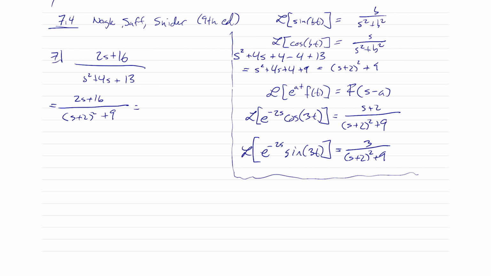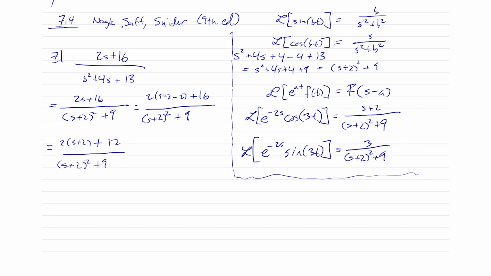And so what's going on? Well, one thing I can do to jump into this immediately is add and subtract 2 inside that s. So I'm going to say s plus 2 minus 2 plus 16 divided by s plus 2 squared plus 9. Then we can distribute this 2 to this piece and this piece. And what we're going to end up getting is 2 times s plus 2 minus 4 from this guy times this guy. And then we have plus 16, so I'm just going to say plus 12 over s plus 2 squared plus 9.